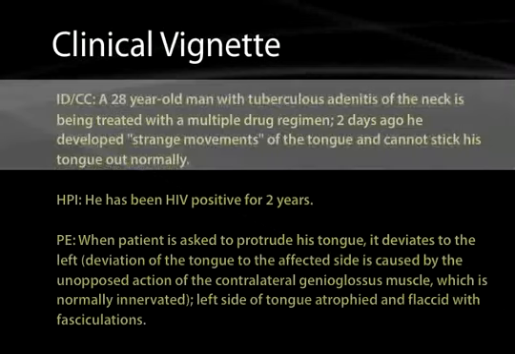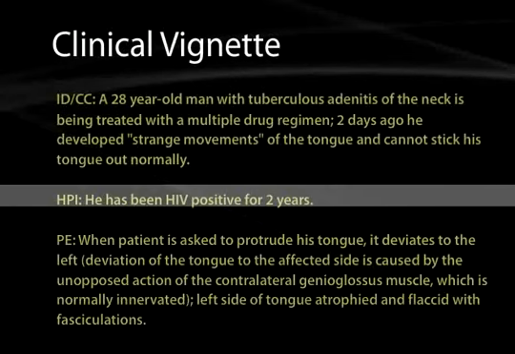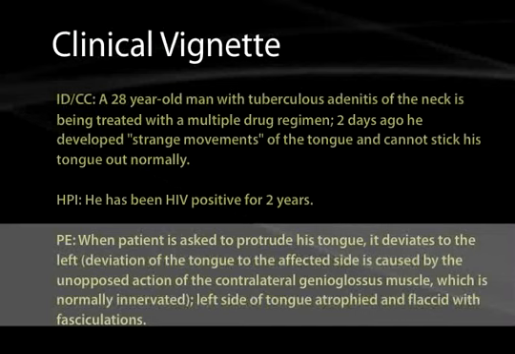Let's do a clinical vignette. A 28-year-old man with tuberculous adenitis of the neck is being treated with a multiple drug regimen. 2 days ago he developed strange movements of the tongue and cannot stick his tongue out normally. He has been HIV positive for 2 years. When asked to protrude his tongue, it deviates to the left. Deviation of the tongue to the affected side is caused by unopposed action of the contralateral genioglossus muscle, which is normally innervated. The left side of the tongue is atrophied and flaccid with fasciculations.